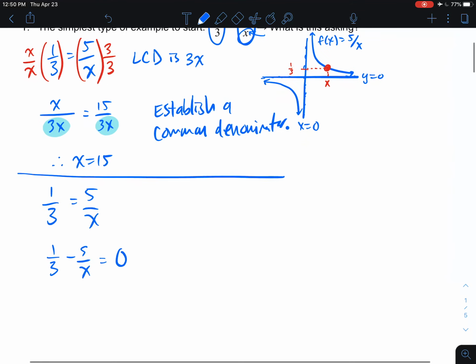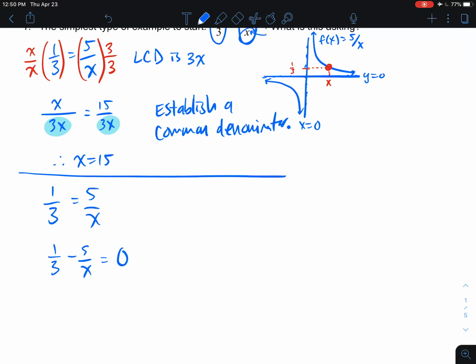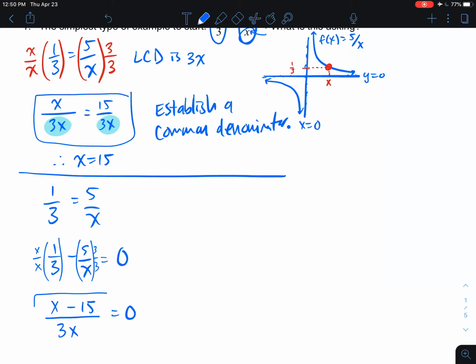Now when I do this and I establish a common denominator, I'm going to do the exact same thing as before: multiply this fraction by x over x, and multiply this fraction by 3 over 3. And I get x over 3x, and I get negative 15 over 3x, and this equals 0. So really, we're looking at the same kind of thing that we're looking at over here.